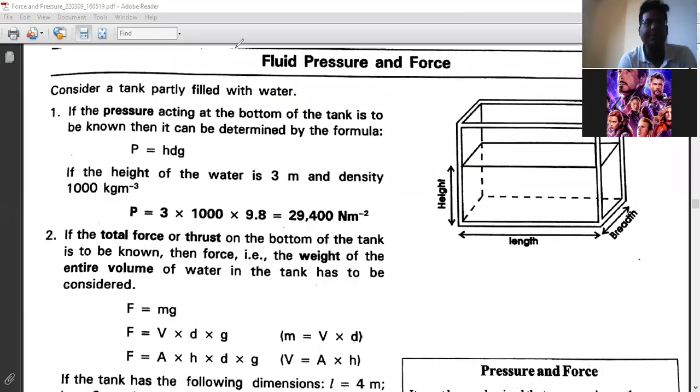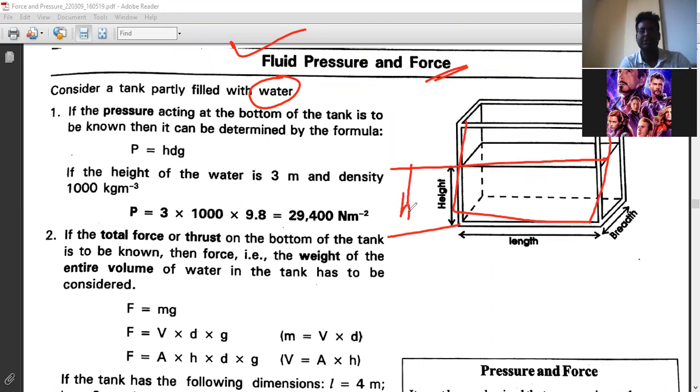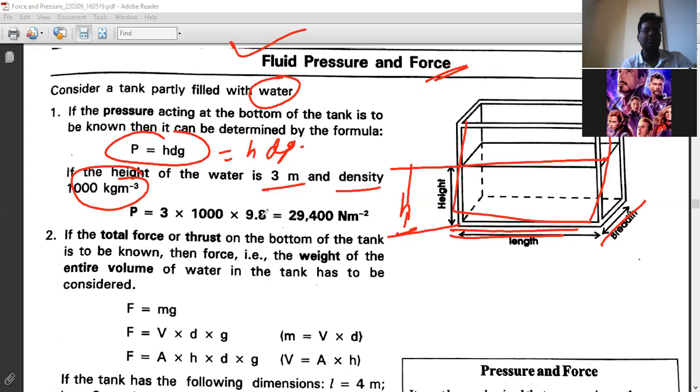Next point is fluid pressure and force. Consider a tank partially filled with water. So this is the tank in which water is filled up to this point at height h, right? This is the length of the tank, this is the breadth. As we know, pressure is rho gh or hdg, right? If the height of the water is 3 meters and its density 1000 kg per meter cube, we are exerting this much amount of pressure, right?